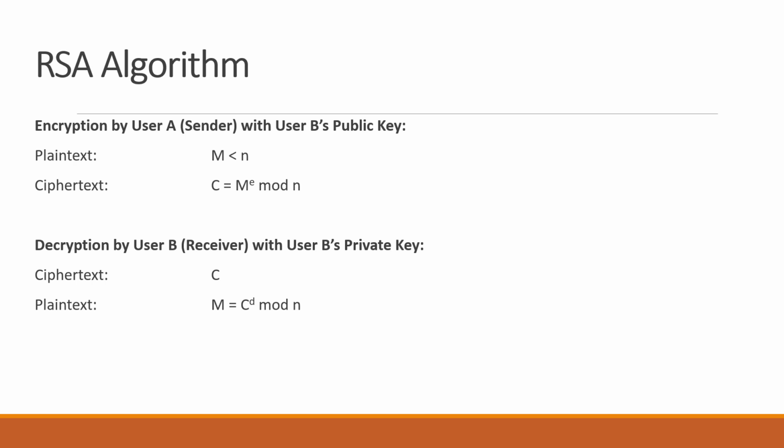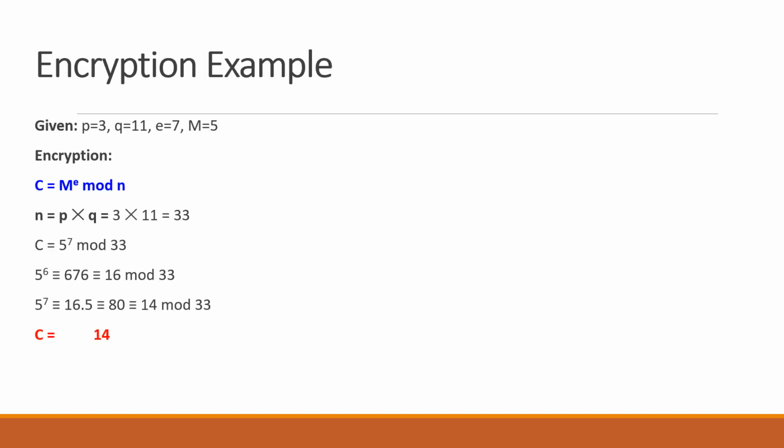As I said, this is an asymmetric key encryption. So as I said, E is the key used for encryption. So C is equal to M to the power E mod N, and plain text M equals C to the power D mod N. So this is the overall RSA algorithm. We will see an example of the working of this RSA algorithm.